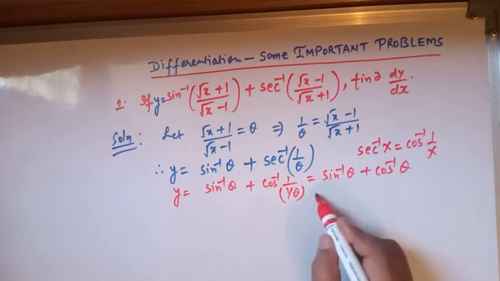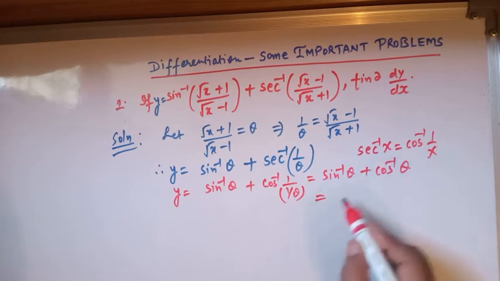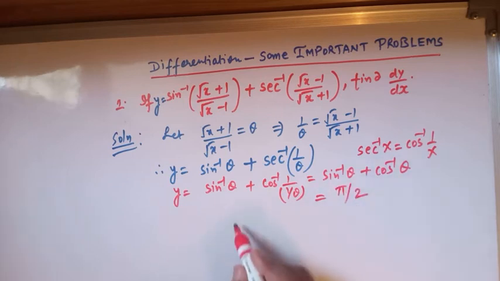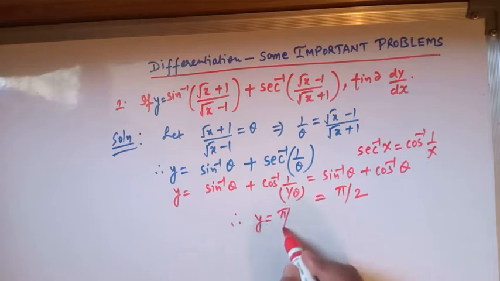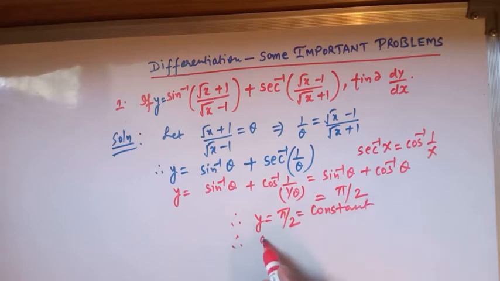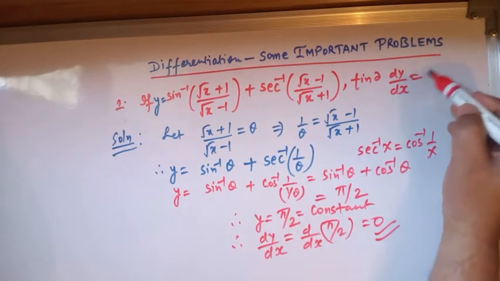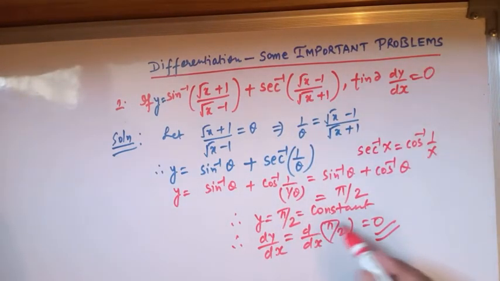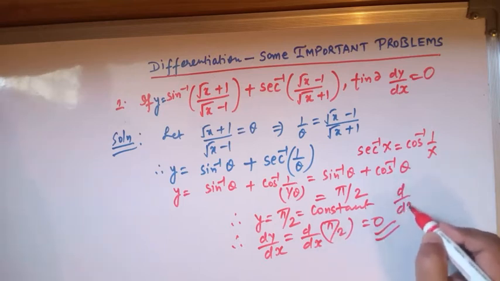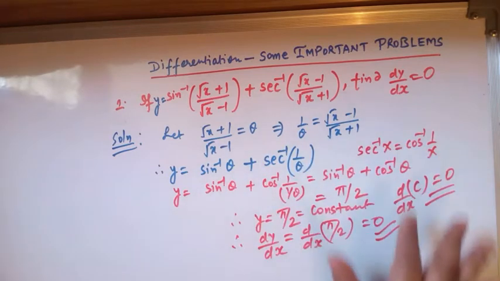So viewers, we know that from inverse trigonometric functions, sine inverse theta plus cos inverse theta is equal to pi by 2. So therefore we have y is equal to pi by 2, which is a constant, and therefore dy over dx is equal to the derivative of pi by 2, which is a constant, so it is 0. So our answer is 0. Clear? Because the derivative of a constant function is 0. So this is how we solve this problem.